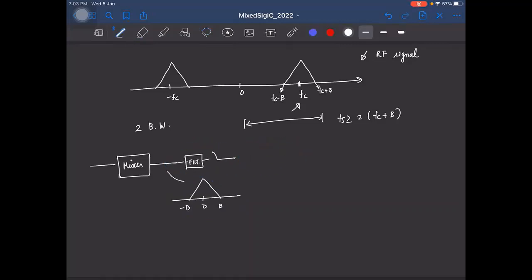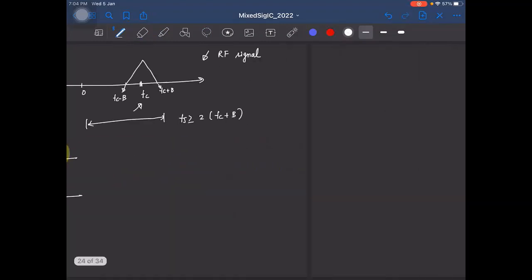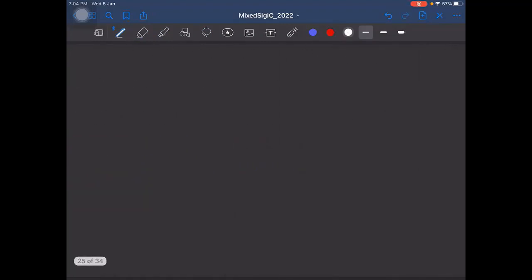Okay. So this is the spectrum. Well, now the question is, is it possible to combine these three? Not the filtering part, but the mixing operation, that is, this down conversion operation, and sampling. Well, the answer turns out to be yes. The reason is the following.